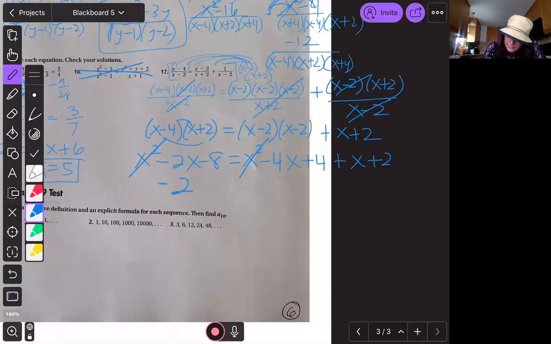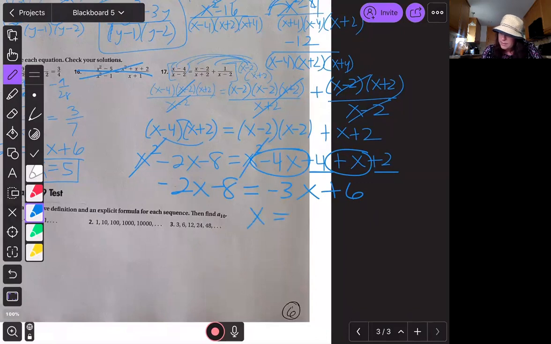So now we have negative 2x minus 8 equals, over here the negative 4x plus an x makes negative 3x, and then I have 4 and 2 makes 6. All right, so I'm going to add 3x to this side. I'm going to add 8 to that side. X equals 14. Whew, that was a good one.